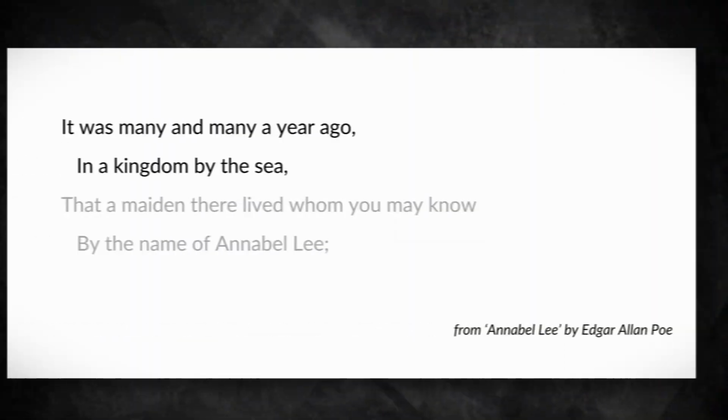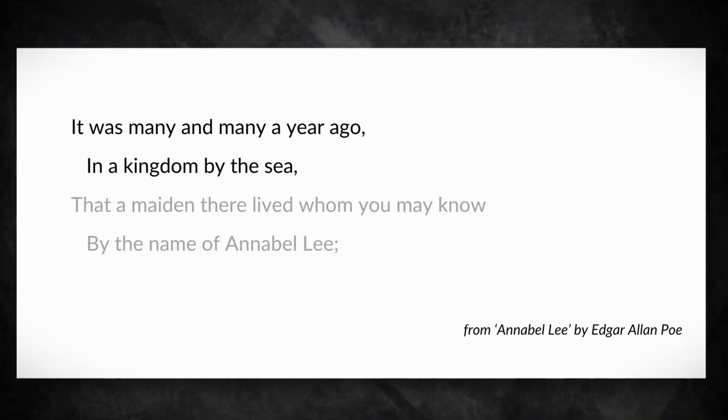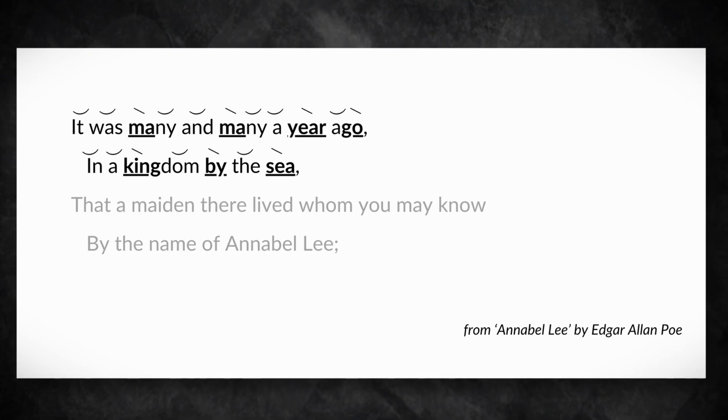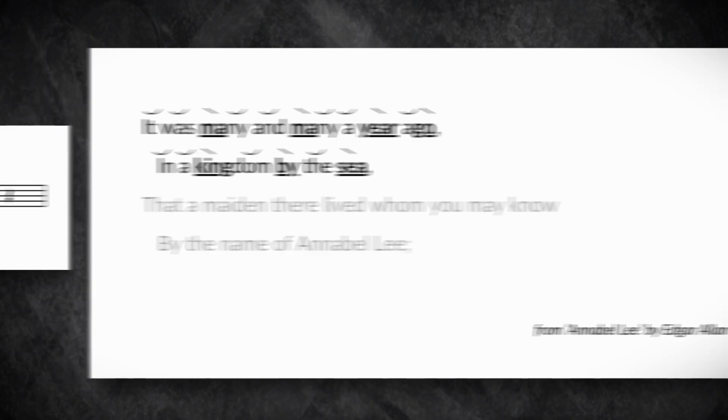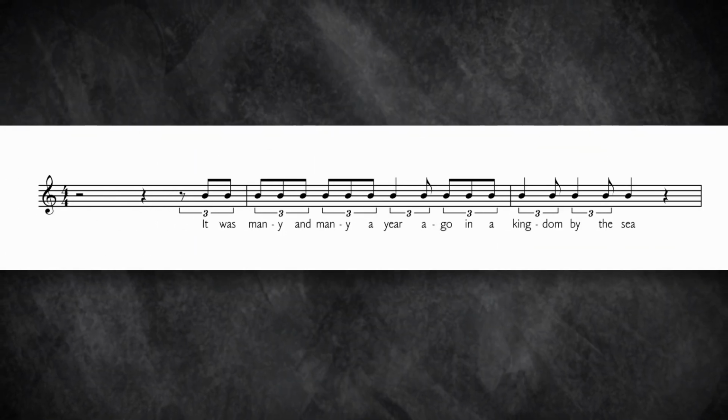In poetry, the rhythm of a line of text is determined by stressed and unstressed syllables. For example, it was many a year ago in a kingdom by the sea. You could hear and feel the beat in that example because of the regular pattern of stressed and unstressed syllables. I'm going to read it out again and see if you can work out how many beats there are per line. It was many a year ago in a kingdom by the sea. There are 4 beats per line in that example.